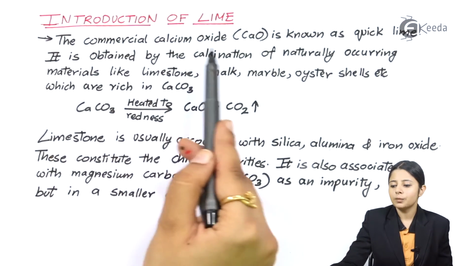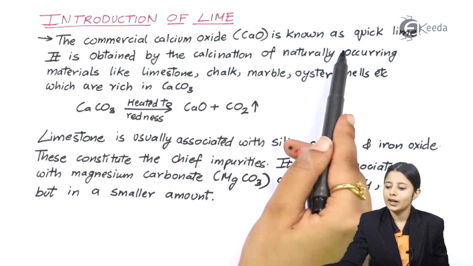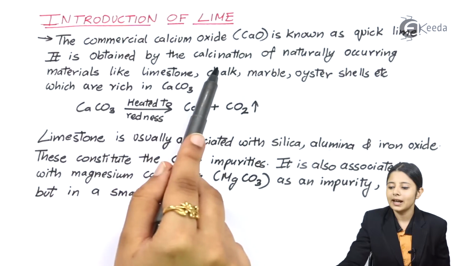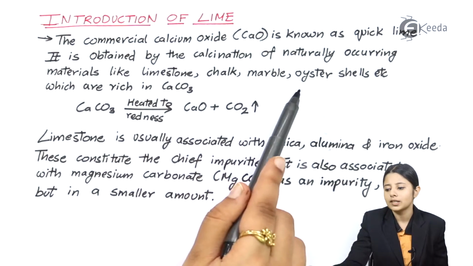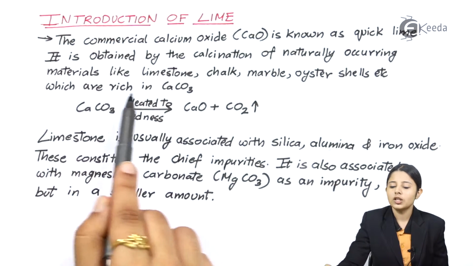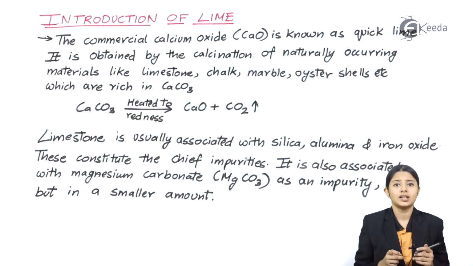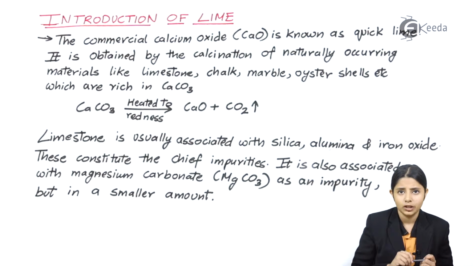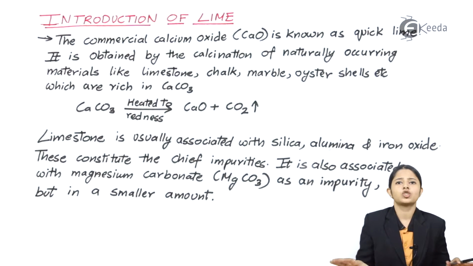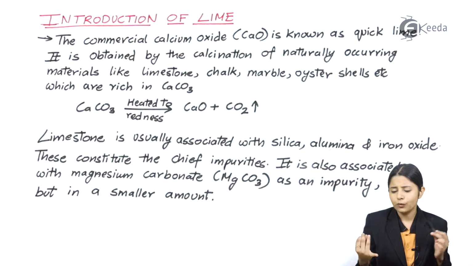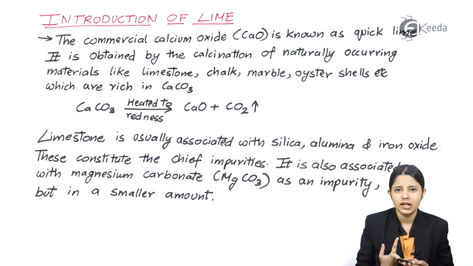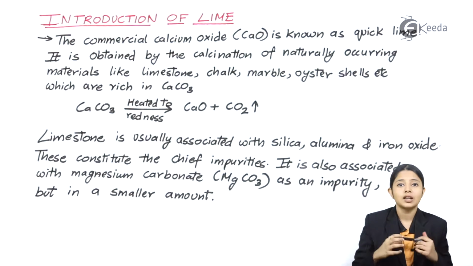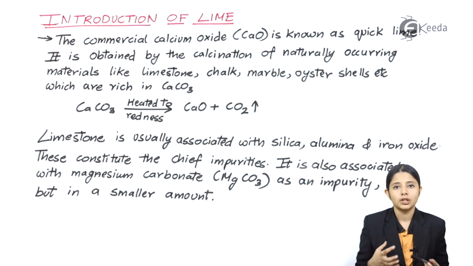The commercial calcium oxide, CaO, is known as quicklime. It is obtained by the calcination of naturally occurring materials like limestone, chalk, marble, oyster shell, etc., which are rich in CaCO3. So what exactly is CaCO3? CaCO3 is calcium carbonate, and we get this from all the natural products which are present. We get it from sand, which is very easily available, from oysters, from shales, and from marble. All of these contain CaCO3, and from this CaCO3 we manufacture something known as lime.